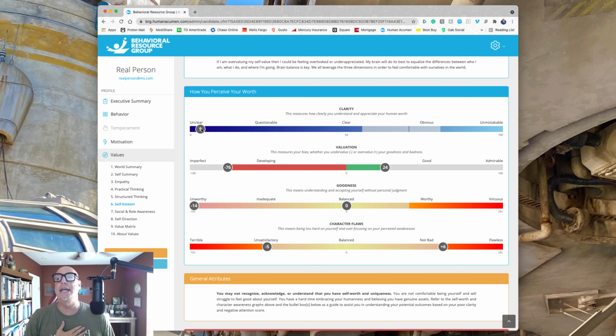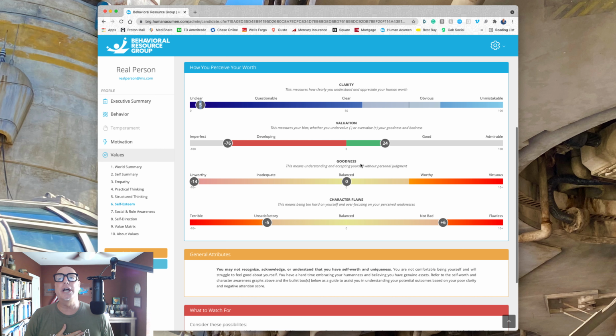Look at the clarity. How clearly does this real person see and appreciate their human worth? They don't. Right here. They don't. When they look at their goodness, this means understanding and accepting themselves without personal judgment. Minus 14. What about, are they worthy? Are they virtuous? Are they good? No. They're unworthy. They're more than inadequate.